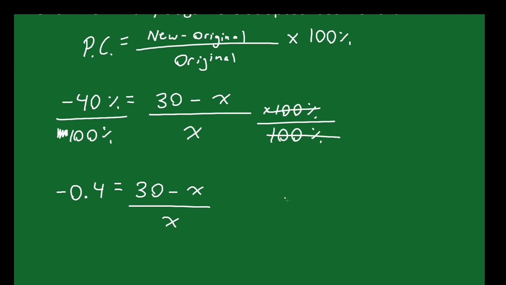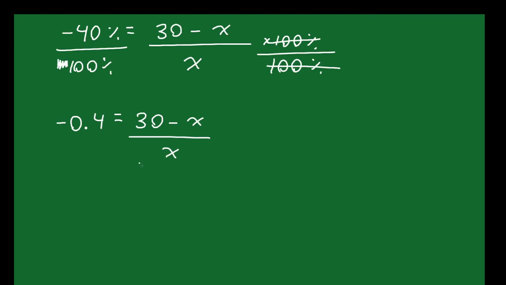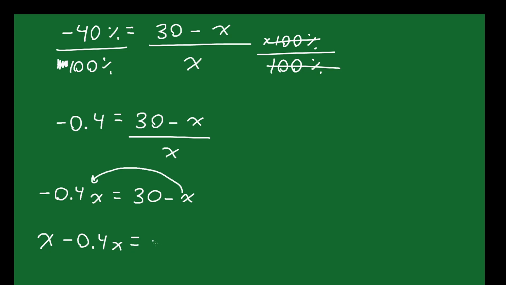Okay. Next step, I will multiply both sides by x. So negative 0.4x is equal to 30 minus x. This is just algebra, just isolating, same thing that we did in the last couple units. At this point, you can move this negative x to the other side, so it becomes positive x, and then minus 0.4x equals 30.